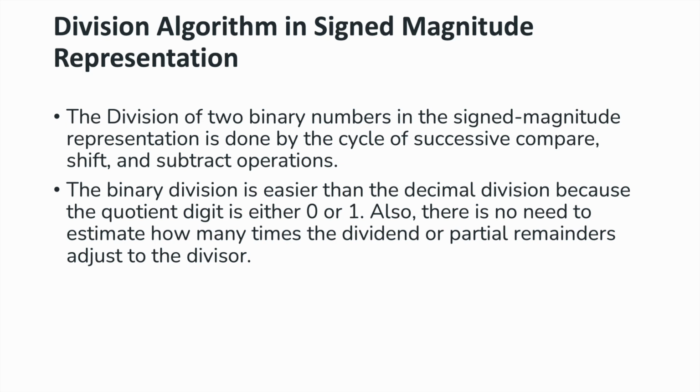Here the division operation is very easy. It is just a cycle of successive comparisons, shift operations and subtraction operations. Binary division is easier when compared to decimal division because the quotient will contain only two possibilities, either 0 or 1 bit, whereas in a decimal representation we have possible numbers from 0 to 9. So binary division is easy compared to decimal division.